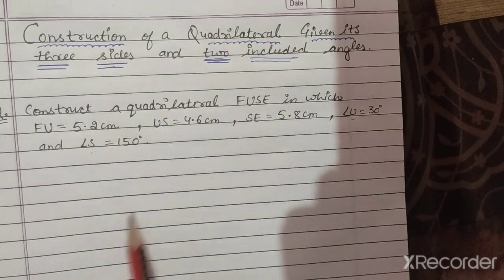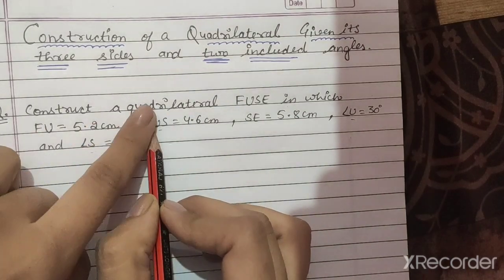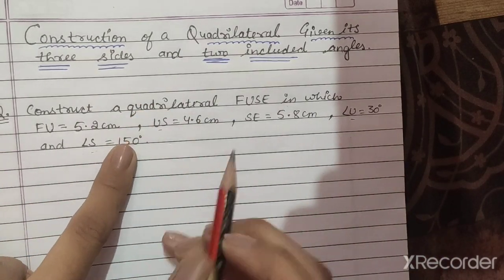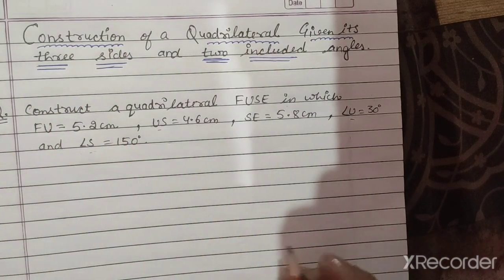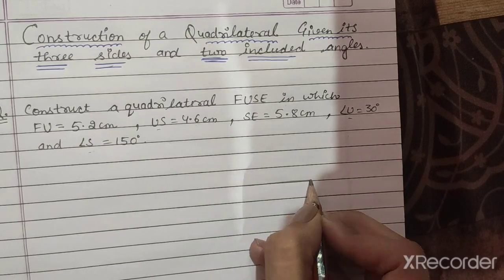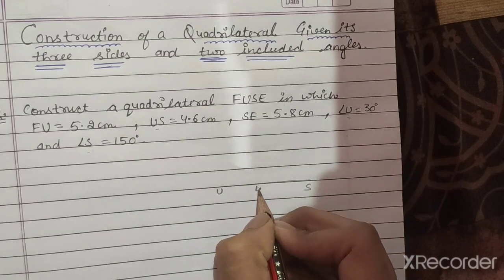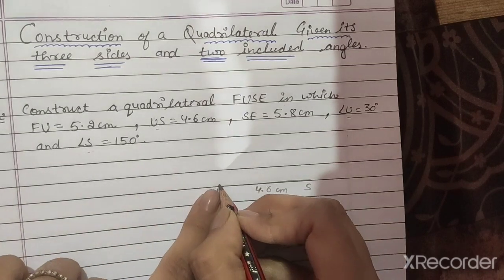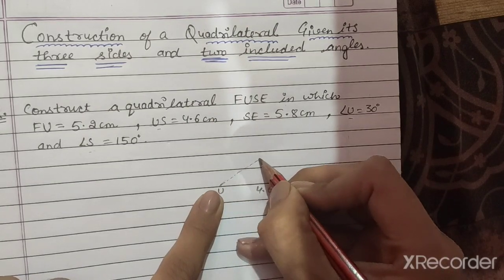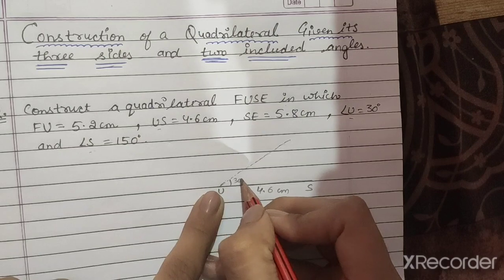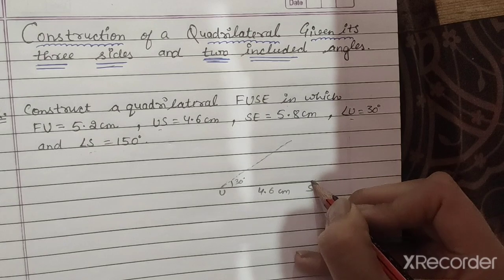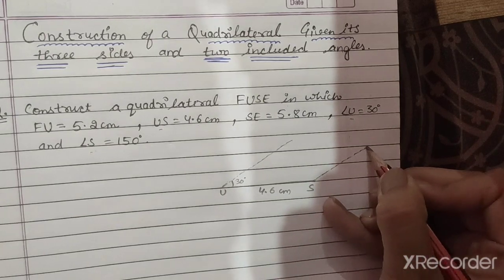So we will take the baseline as US, because at U we can make the angle 30° and at S we can make the angle 150° with the help of the protractor. Let us draw the rough sketch. Taking US as 4.6 centimeters, at U I will make the angle of 30°. This is only a rough sketch. At S we will make the angle 150°, so it will be around like this.